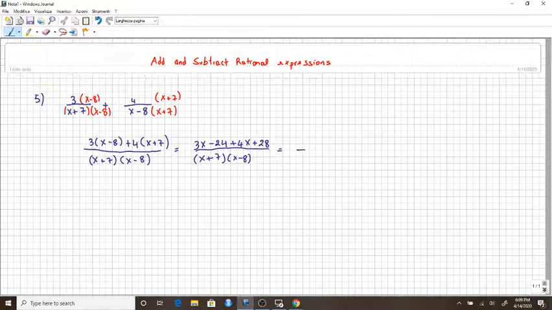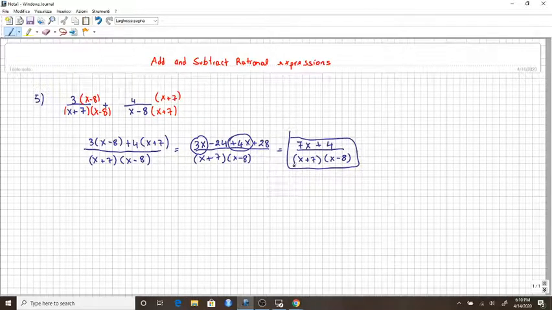So let's combine this, and we get the denominator x plus 7 times x minus 8, and the numerator is now, well, I can combine this 3x with this positive 4x to get 7x, and then finally we have minus 24 plus 28, which is plus 4, and we're practically done. We cannot simplify this. So this is the final rational expression.